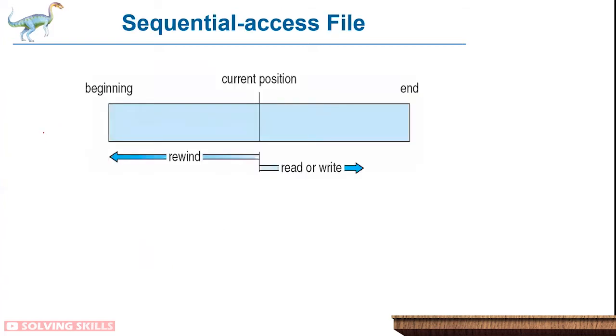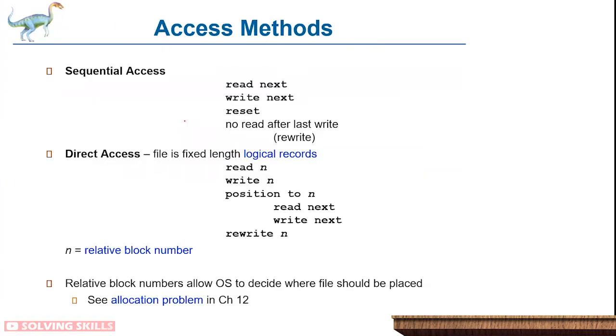So a sequential access file is something where the pointer points to one location and you simply tell the pointer to go forward in one direction or reverse in another direction. For that, the system calls are simply like read next or write next, and then resetting takes you to the first starting location of the file.